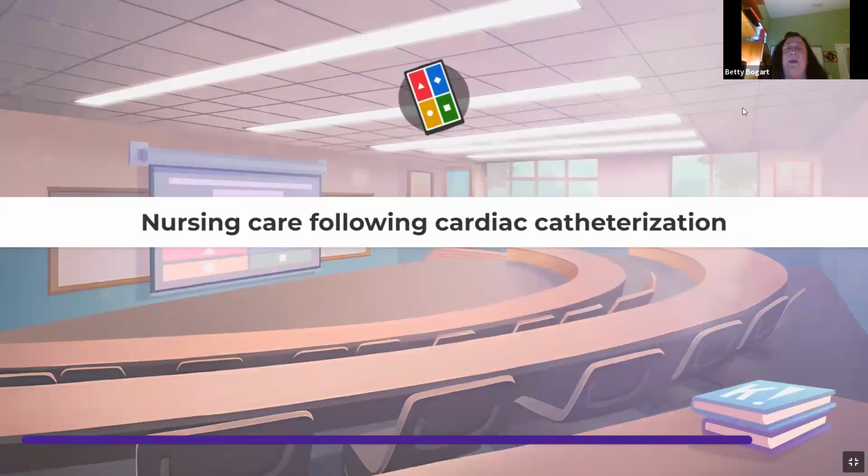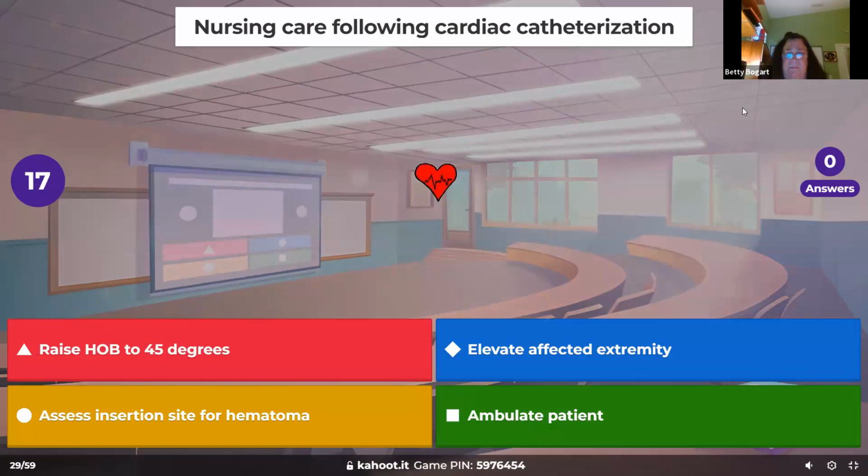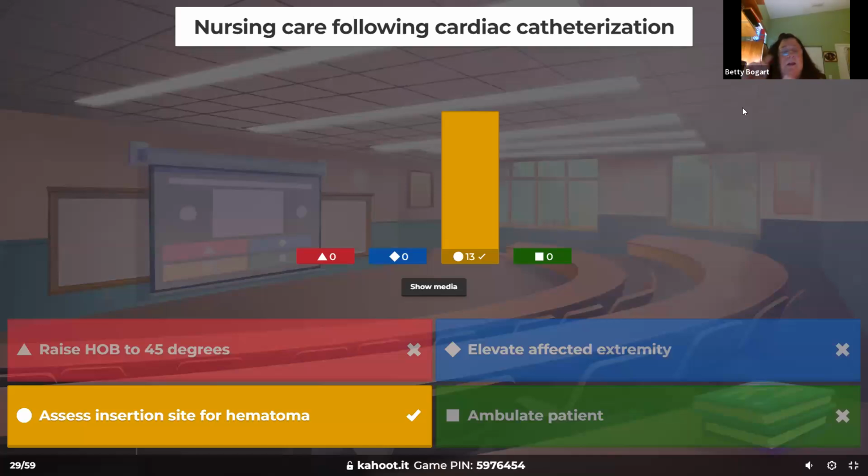Nursing care following a cardiac catheterization. So they've put those big catheters in that right femoral artery and that right femoral vein, and we put pressure on there. Older children will put a sandbag on there to hold it. One of the things that we do is check the insertion site. Another thing, that right leg must stay straight, flat. You can't bend it. They will be in bed for 24 hours.